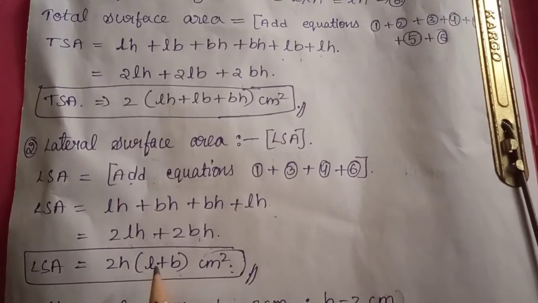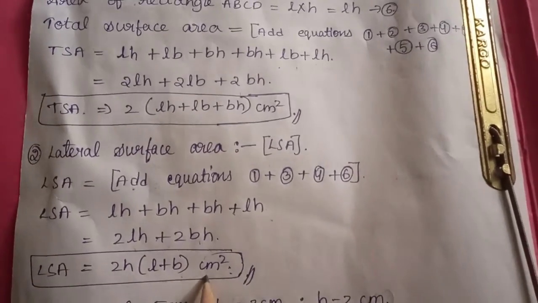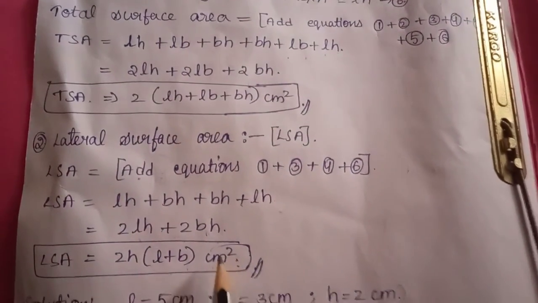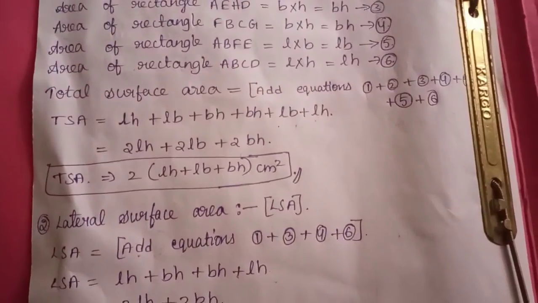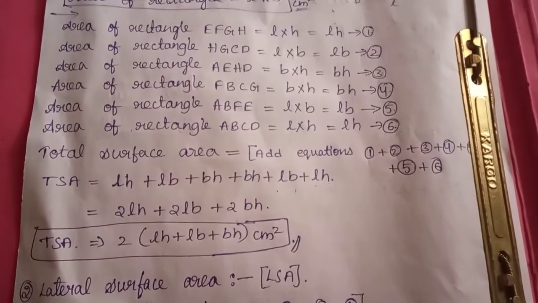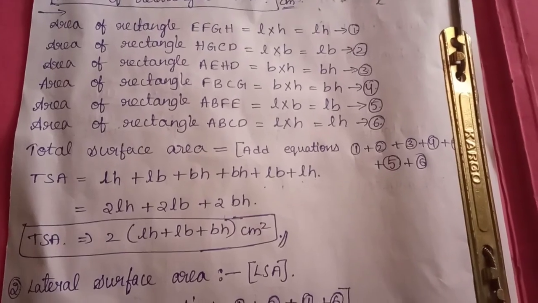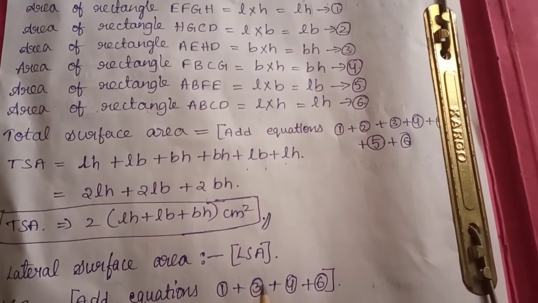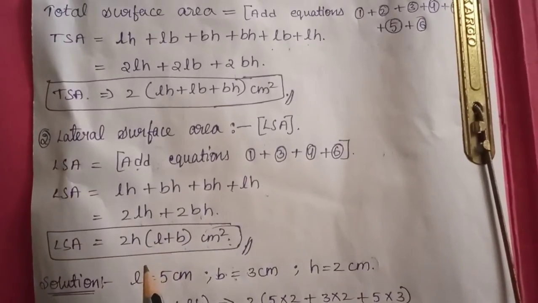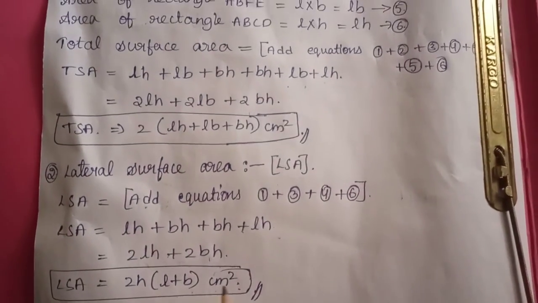And it is also an area, so the units are square units, that is centimeter square. So this is the formula for cuboid surface area, total surface area and lateral surface area. Once again, the formula for total surface area is 2 into (LH plus LB plus BH), and lateral surface area is 2H into (L plus B).